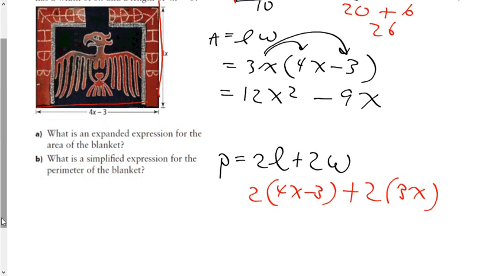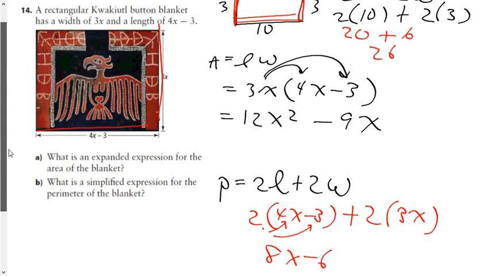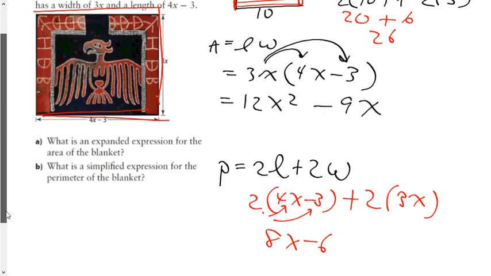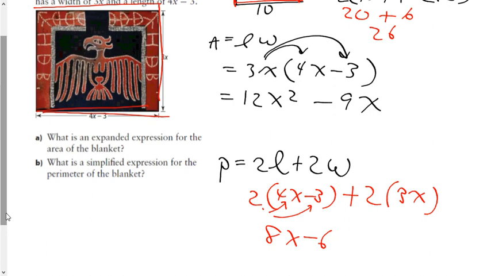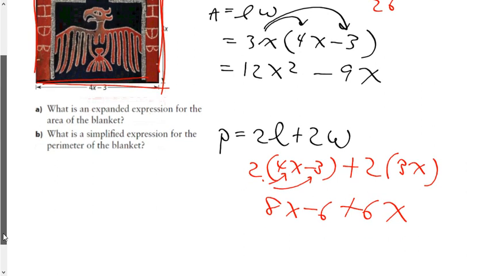When I simplify this, I'm going to get 8x minus 6, which again, if I'm thinking about the perimeter of this blanket, is this side and this side added together: 4x minus 3 plus 4x minus 3, or doubling 4x minus 3, will be 8x minus 6, and an extra 6x for this side plus this side. The full perimeter will be the addition of those.